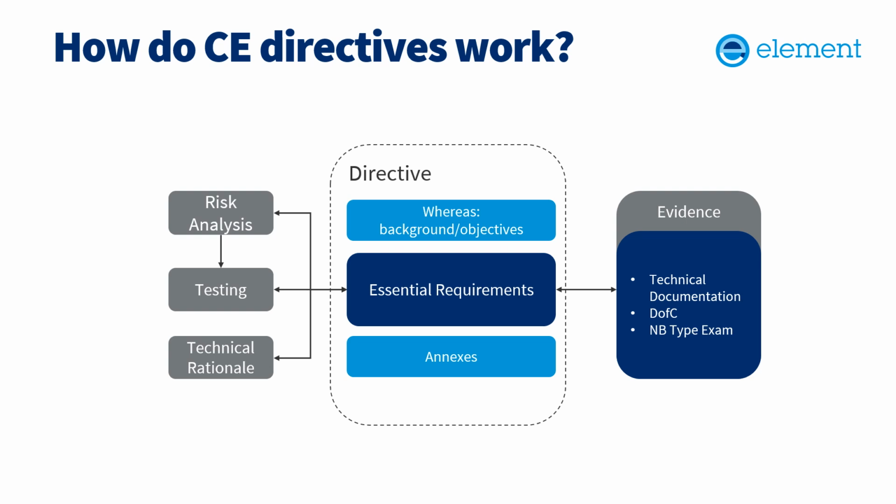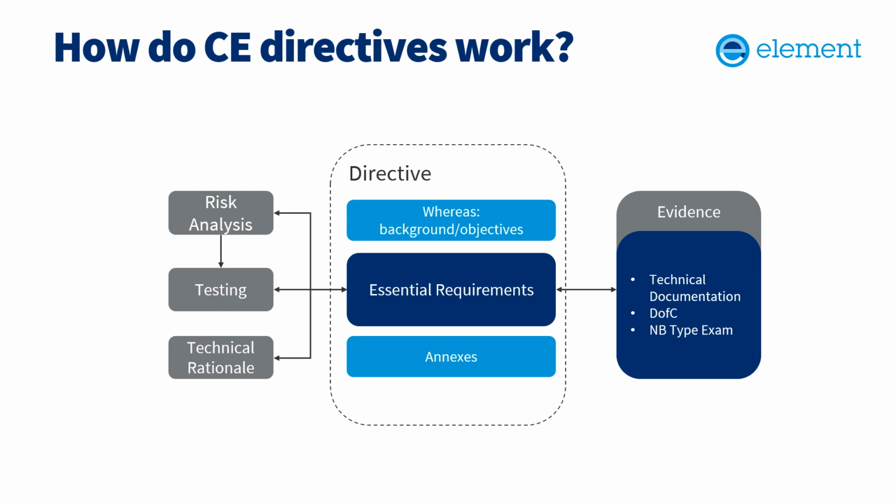And then all these directives typically contain annexes, which are some supplementary information. They might be telling manufacturers which modules to follow. Can they do self-assessment? Do they need to involve a notified body? Maybe there's a quality aspect to it. Maybe there's some additional information that's in there as well. Those are typically contained in the annexes.